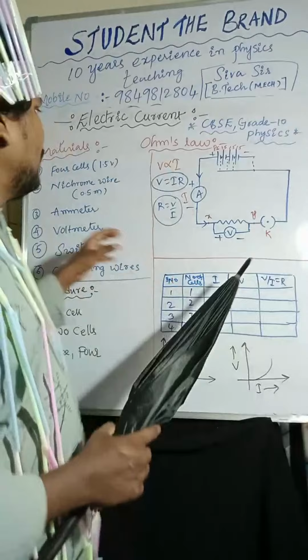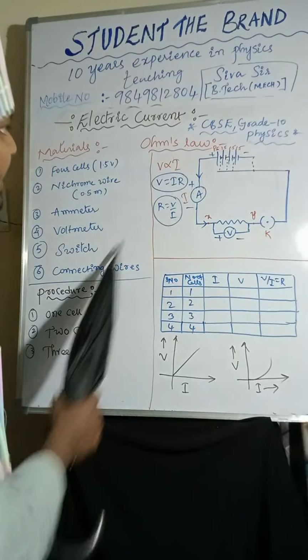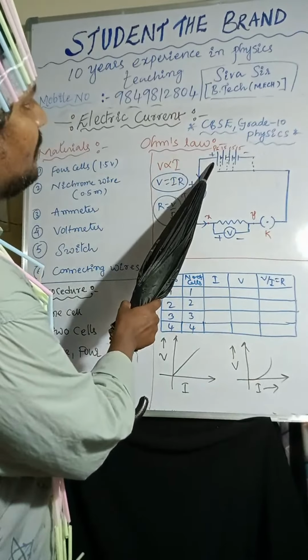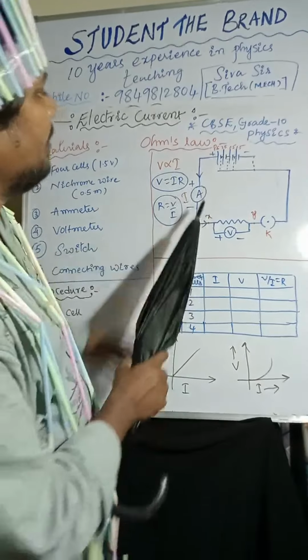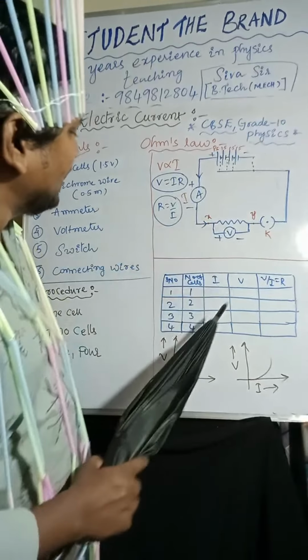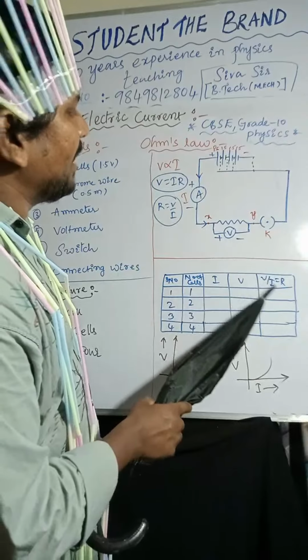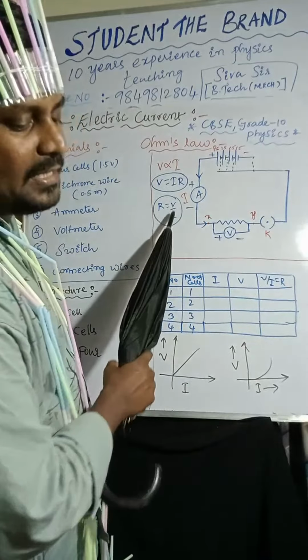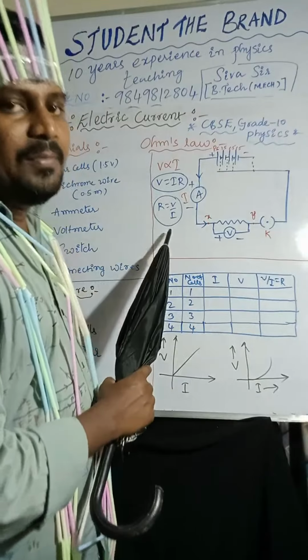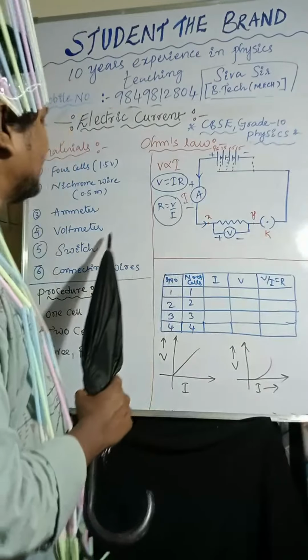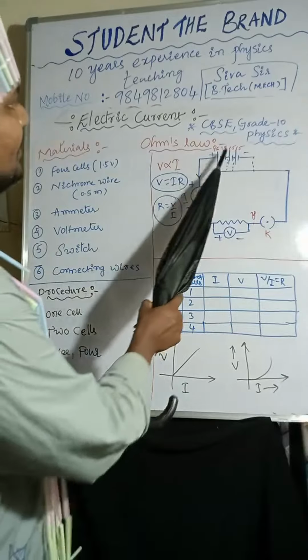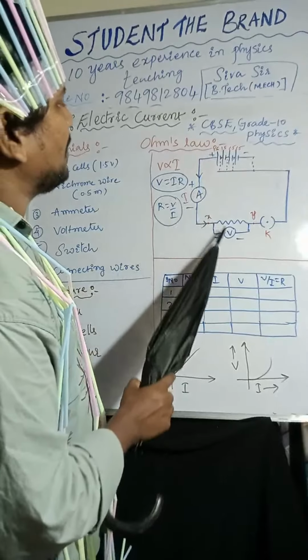Okay. So for doing the activity, first you have to connect one cell. Here you can see we are connecting one cell. Connect one cell and note down the reading of ammeter and voltmeter. Here ammeter is the current, voltmeter is the potential difference. V by I is nothing but R value.